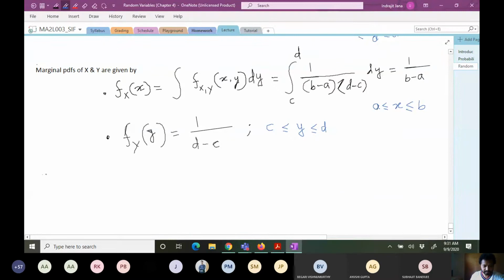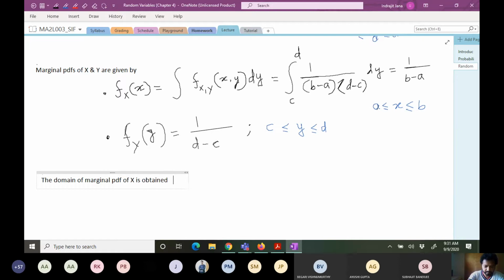So one thing I'd like to mention here is that the domain of marginal PDFs of X is obtained by taking the projection of the domain of the joint variable x and y onto the x-axis, and similarly for y.